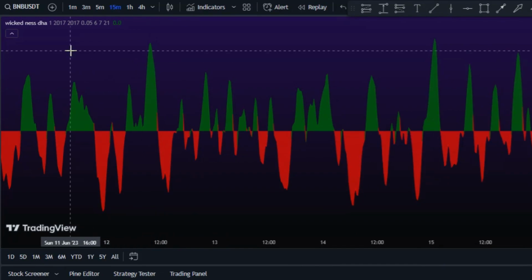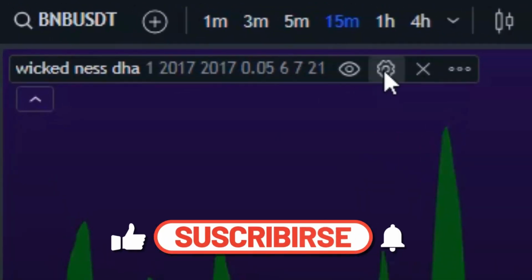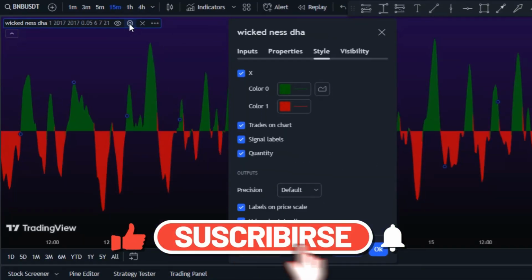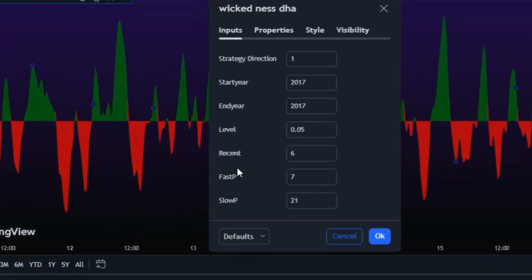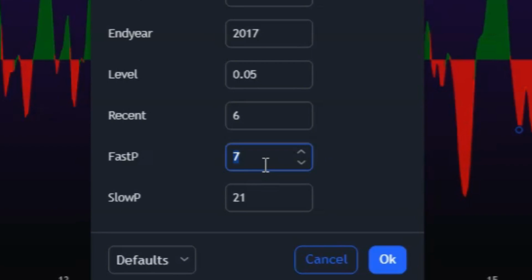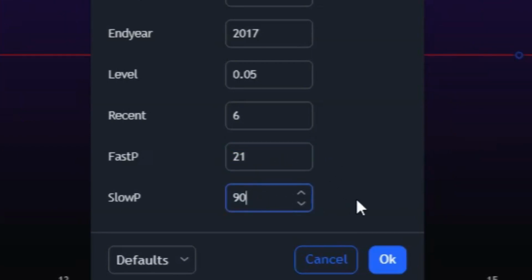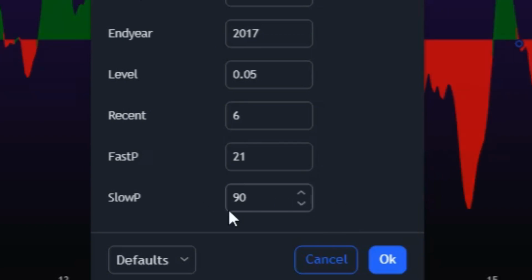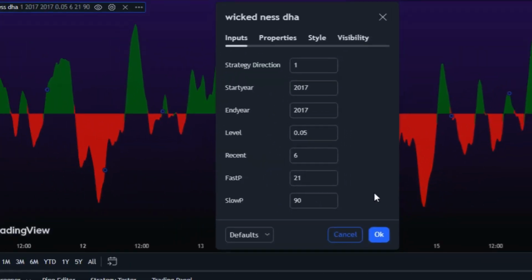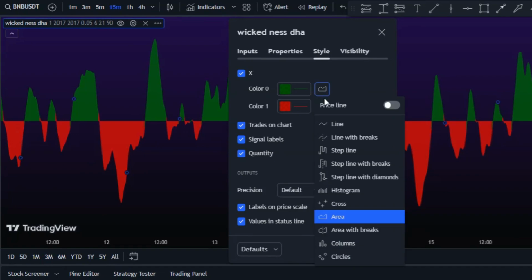Alright, the first thing we're going to do is adjust the settings for the weakness DHA indicator. So we'll change two parameters. Fast speed will be set to 21 and slow P will go up to 90. Then we'll make the style adjustments shown in the video.